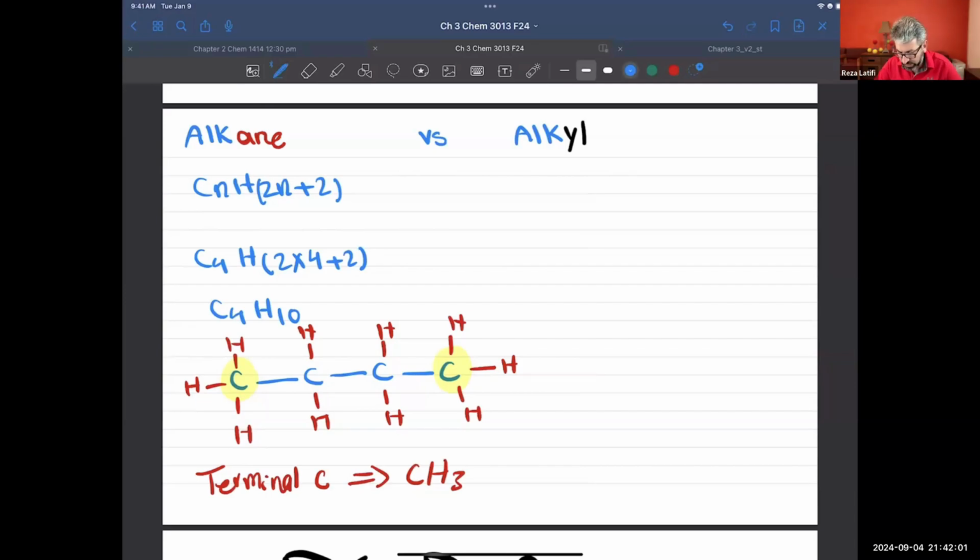Okay, why butane? Butane is telling us that we are dealing with 4 carbons and the compound is saturated. How do I know it? I know it through AN. And what's the meaning of E? That I'm dealing with a hydrocarbon.